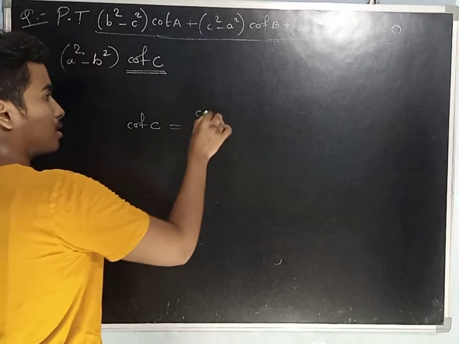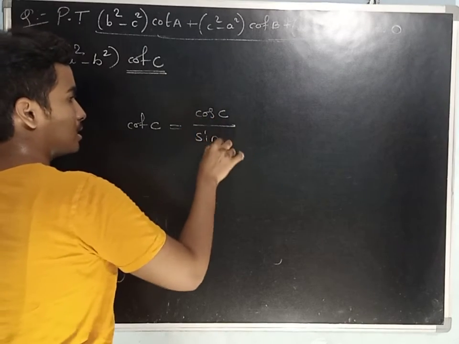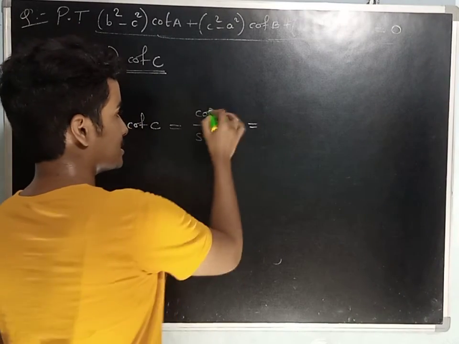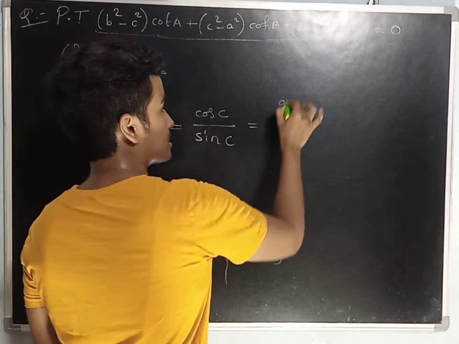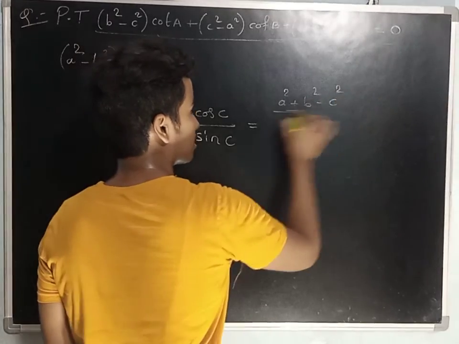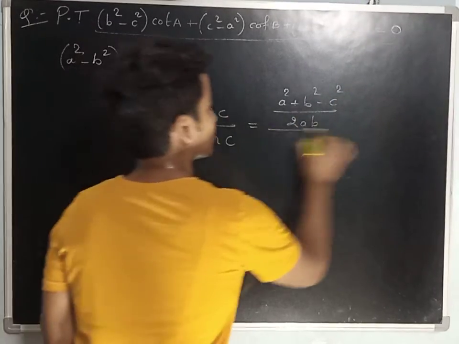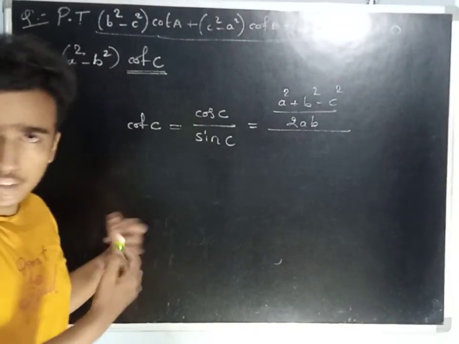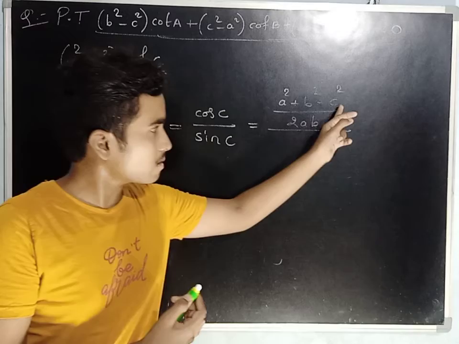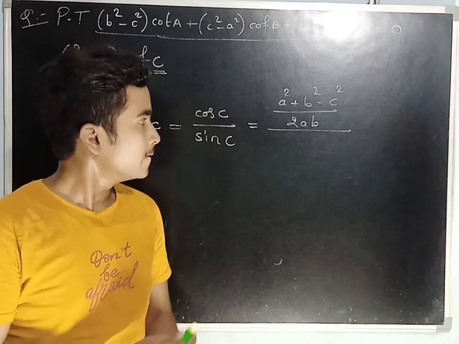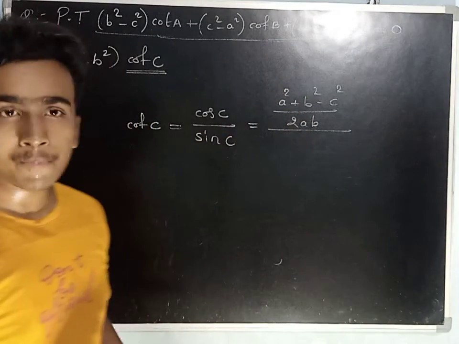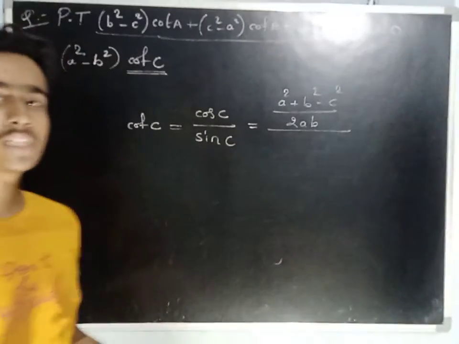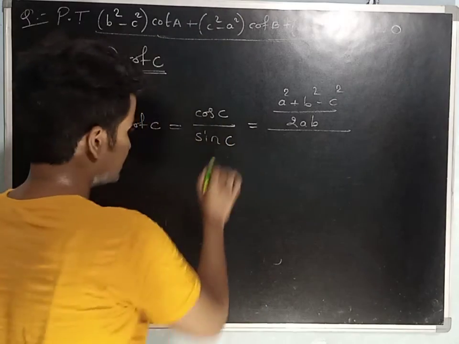Cot C is nothing but cos C by sin C. Cos C is nothing but, it's a cosine rule, I'm using the cosine rule: cos C is nothing but (a square plus b square minus c square) by 2ab. If you want to check how this was derived, you can check the previous video I have given in the description box.